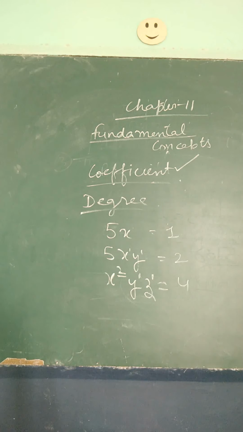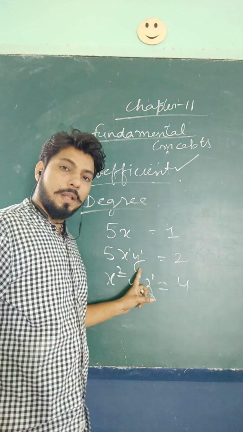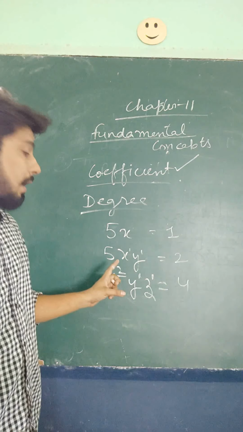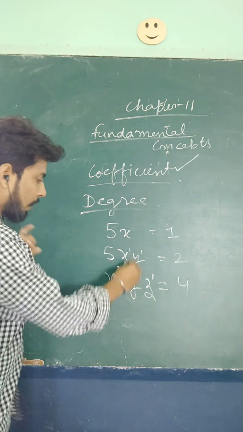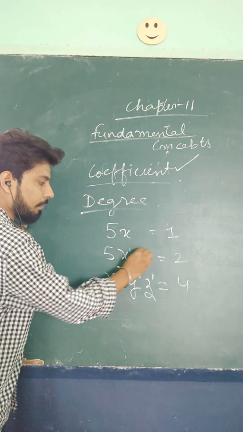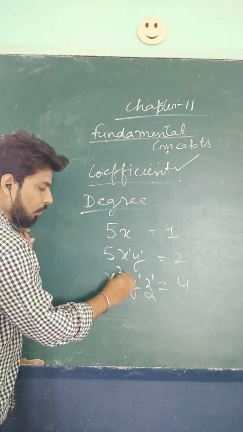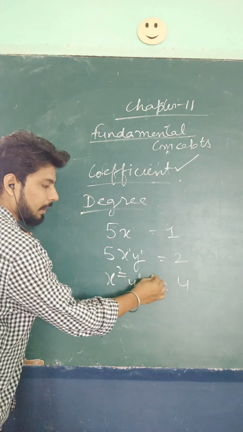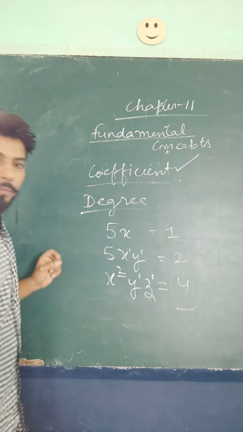So what is the degree? The degree is the exponent value of any variable, or if we have more than one variable, we have to add the exponents of every variable. For example, here this is 1, this is 1, so add, it is 2. Here 2, 1, 1: 2 plus 1 is 3, 3 plus 1 is 4. So this is your degree.